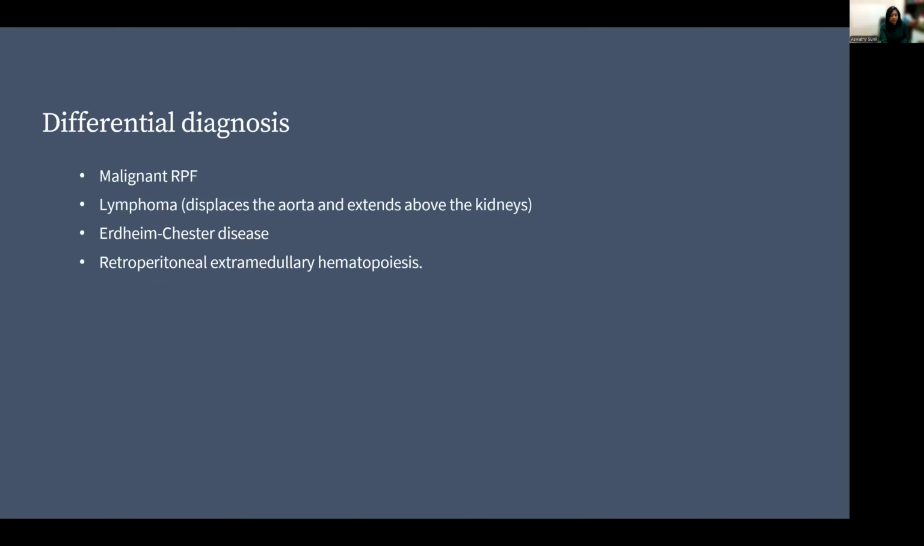The main differential diagnoses include malignant retroperitoneal fibrosis, and lymphoma, where lymphoma typically displaces the aorta and extends above the kidneys. Erdheim-Chester disease, especially if it's associated with long bone lesions, and retroperitoneal extramedullary hematopoiesis.